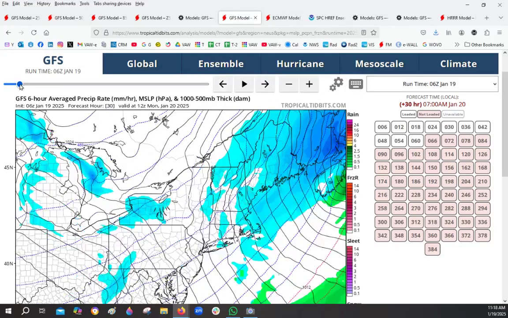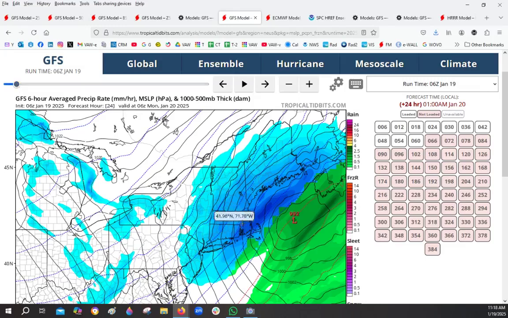So this is the GFS. As you can see, it looks like the heaviest is across southeastern New England, and then it tapers off closer to the Canadian border. Okay, so we're kind of narrowing down those heavier snow bands and seeing where the heavier snowfall is going to be. I'm going to take a peek over here to see if there's any questions popping up.